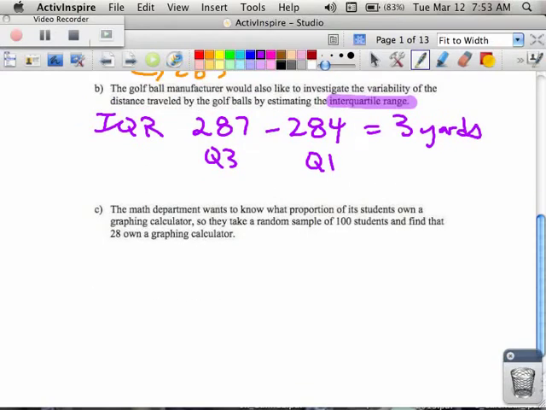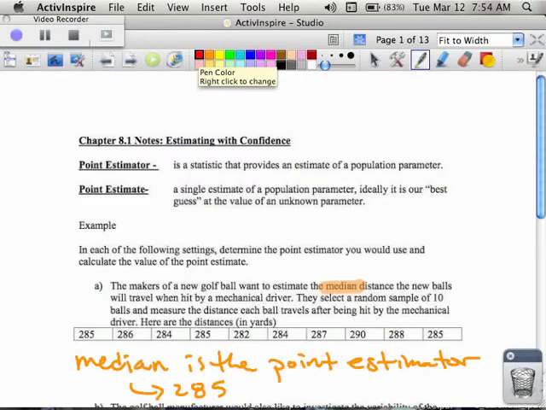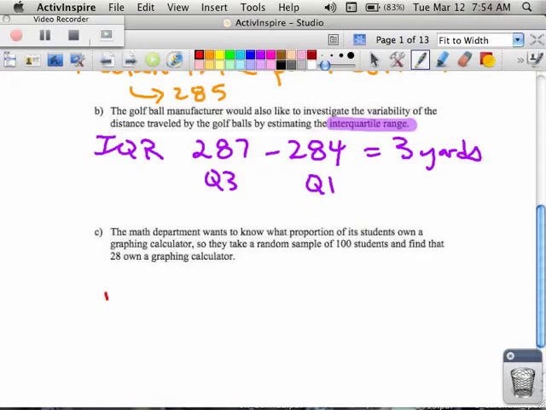And in part C, the math department wants to know the proportion of students that own their own graphing calculator. They take a random sample of 100 students and find that 28 own a calculator. If they tell you that 28 out of 100 own it, my guess would be that they're talking about some kind of proportion. So I would use a proportion as the point estimator, and that proportion of our sample was 28 out of 100. You for sure could write that as 0.28 as your point estimator out of our sample.